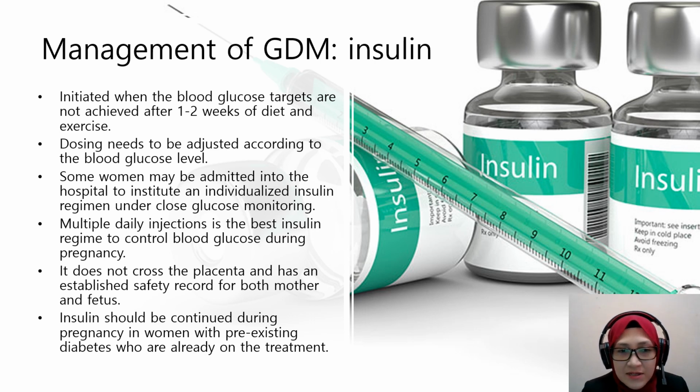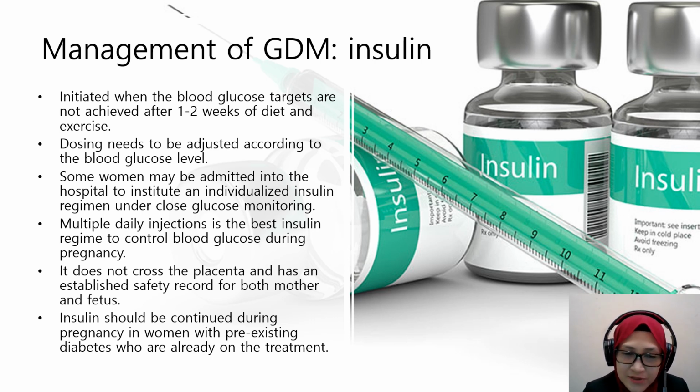So multiple daily insulin is the best way to control blood glucose during pregnancy, because we do not want to risk the patient with the long acting insulin, because it's quite hard to adjust. Okay, because if they take multiple daily injections, the dose is short acting, so the dose can be adjusted at any time of the day according to the body's need.